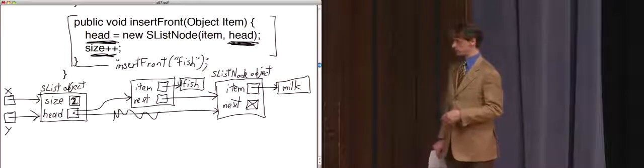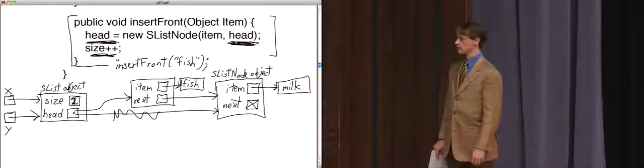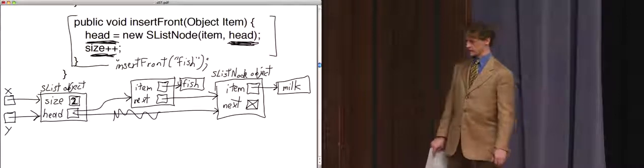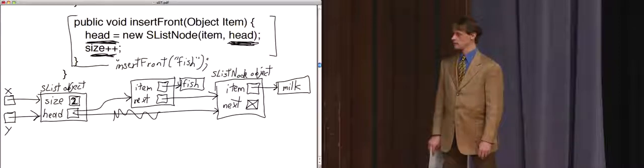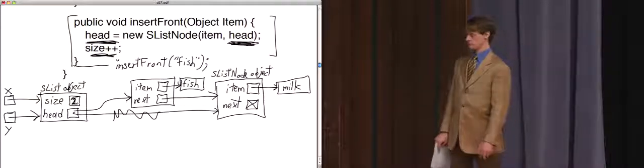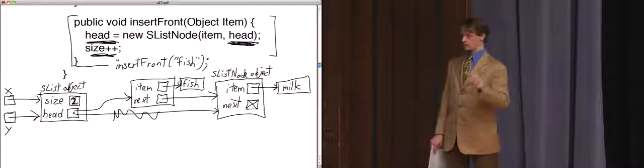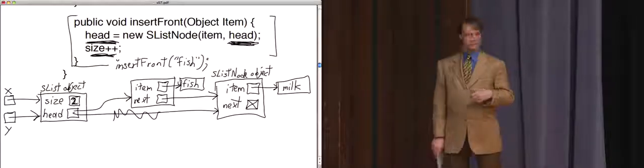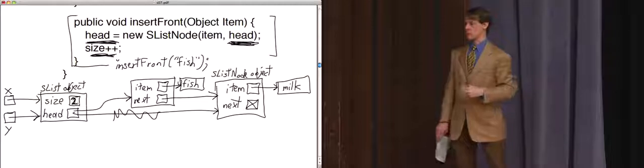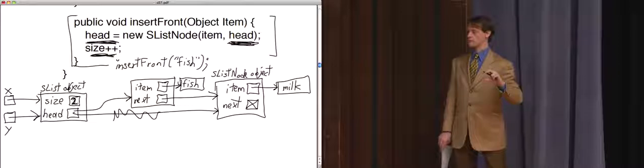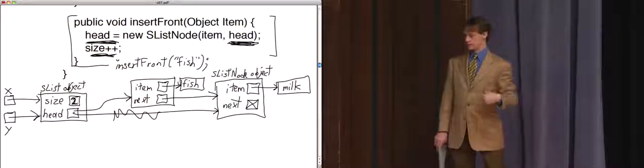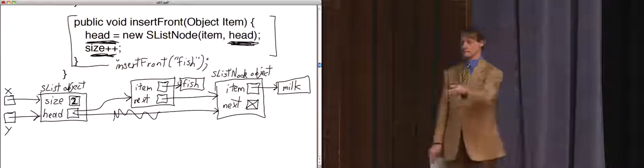Say that again. The list itself should be static? You don't want every list to have the same items. You want different lists to have different items. In this example, we want X and Y to know the same items, but we do that by having X and Y point to the same list object. We don't want to have different list objects having the same list.